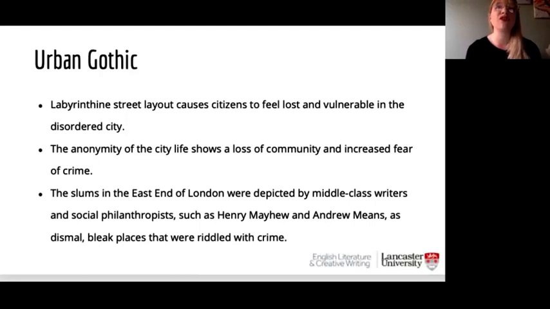Okay, so social philanthropists were often middle class people who would go into these urban slums almost as explorers in a way and report back their findings. And as I say, we'll talk a little bit more about that. I'm going to go through each of these points.